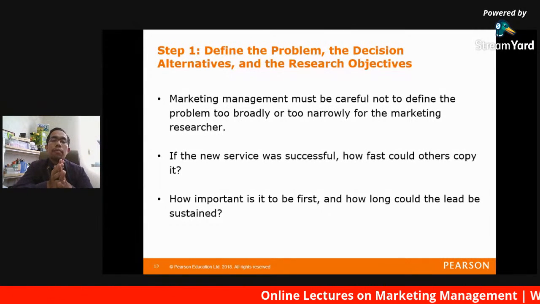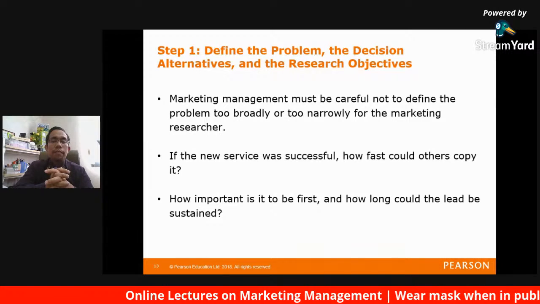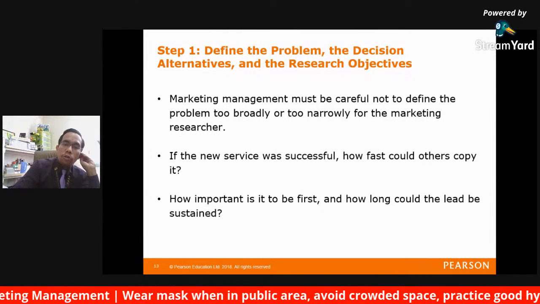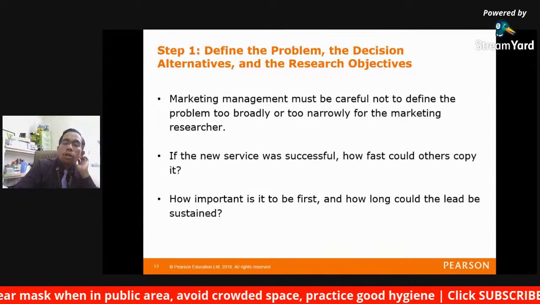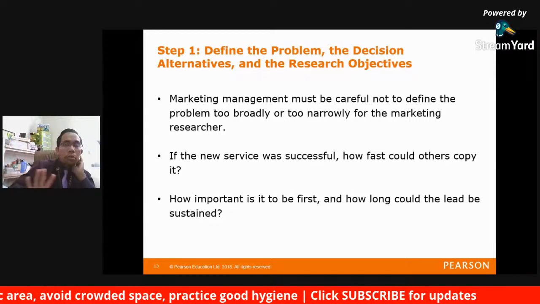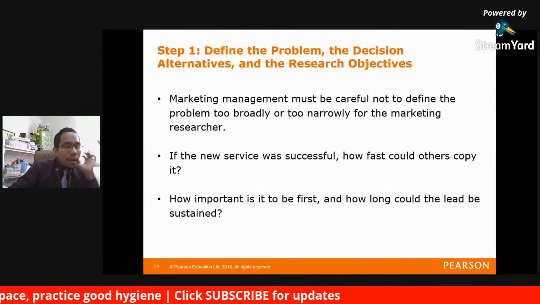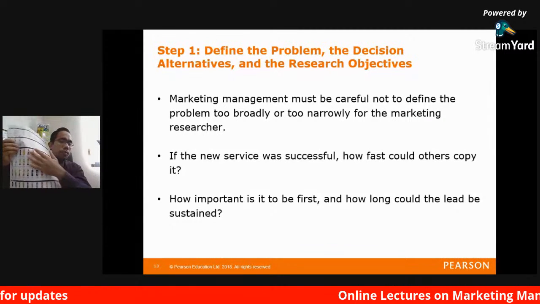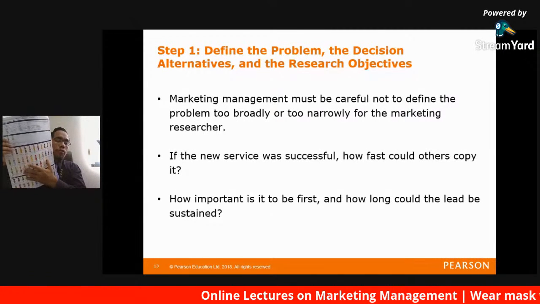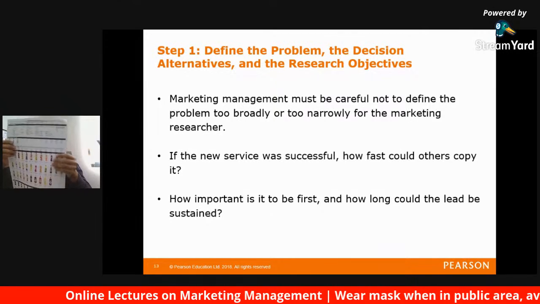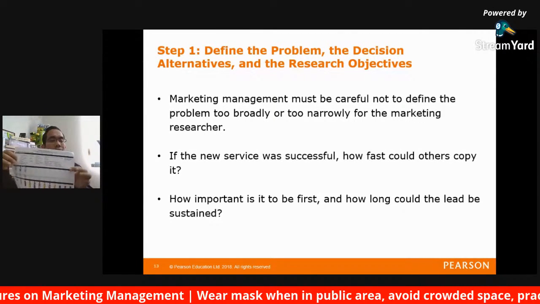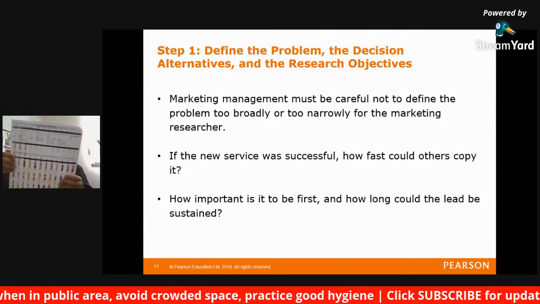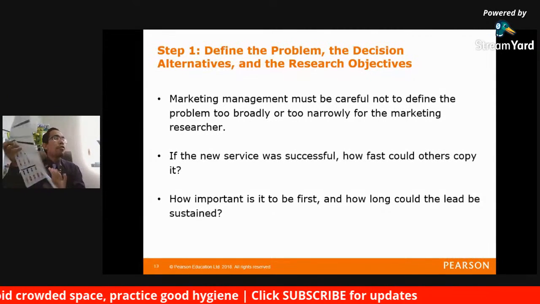Step number one: define the problem, the alternatives, and the research objective. You should be careful not to define the problem too broadly or too narrowly. Not too broad, not too narrow. That's why, through my experience, I'm not narrowing it to directly propose what kind of beverages they prefer, but I'm taking information related to them, not too broad, so that you confine yourself.